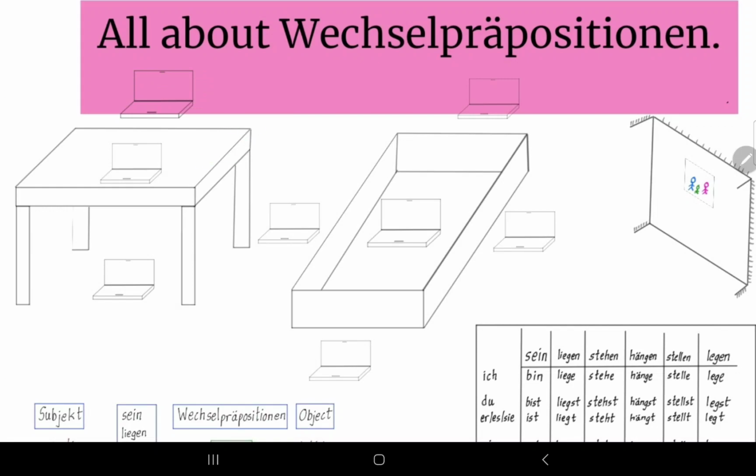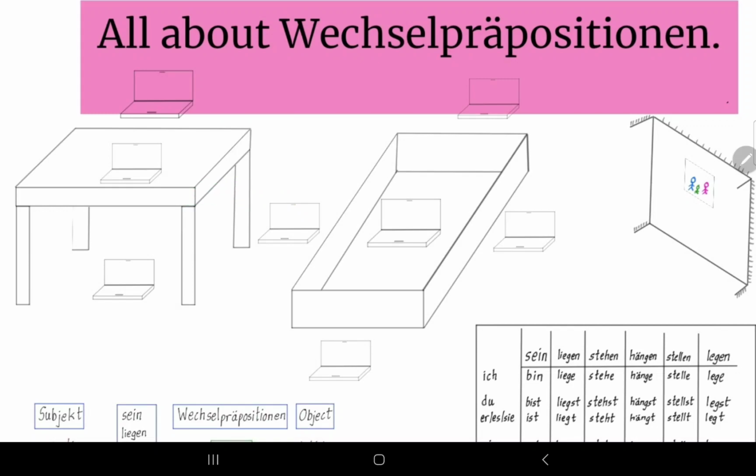Now let's imagine this is a big box. Here the laptop is inside the box. You can also say it is lying on the floor of the box, but you can also say it is lying inside the box. Over here it is in front of the box, here it is behind the box, here it is next to the box. You can also say it is next to the table, but you can also say it is between the table and the box.